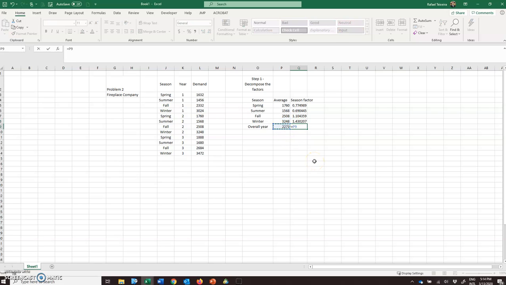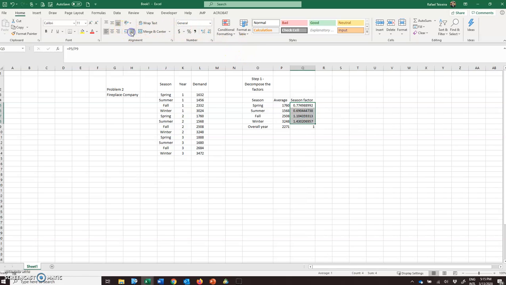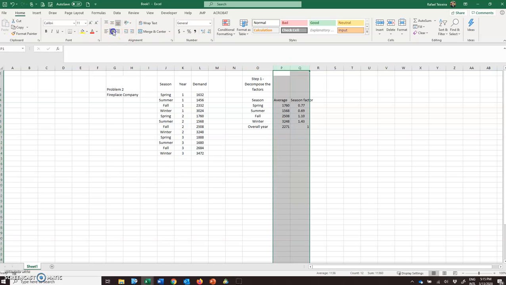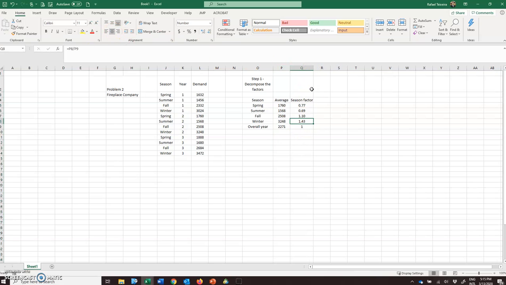If I divide this by this, I'm going to have 1. Oops, divide this by itself, I have 1. So these are the seasonal factors that I'm going to use now for the second step. Oops, I want to reduce the decimal places. Let's do this. Okay, I have the seasonal factors, and then comes my step 2.